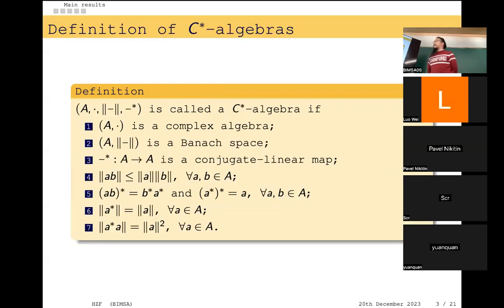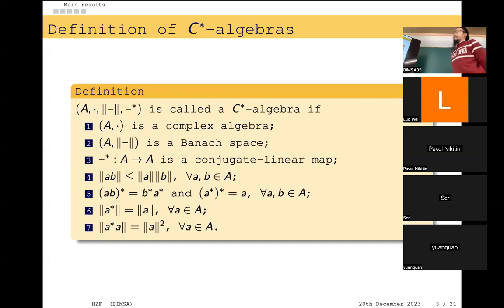So let me remind you of the definition of C-star algebra. I'm not sure whether you are familiar with this or not. Maybe you are already familiar with this. So a C-star algebra is just a quadruple that consists of a complex vector space as its underlying set and three operations, one of them binary and two of them unary, and satisfies the following conditions imposed on the operations and the interaction between them.